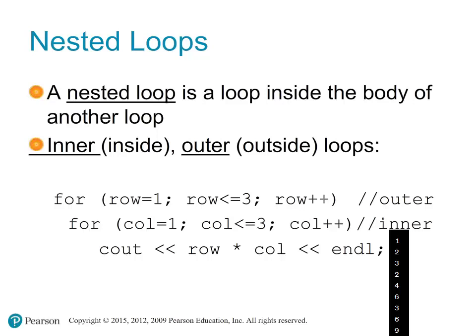Then row is updated to 2, and the inner loop iterates again. So 2 multiplied by 1 is 2, 2 multiplied by 2 is 4, and 2 multiplied by 3 is 6. And the row increments and becomes 3, and the inner for loop iterates again. So 3 multiplied by 1 equals 3, 3 multiplied by 2 equals 6, and 3 multiplied by 3 equals 9.